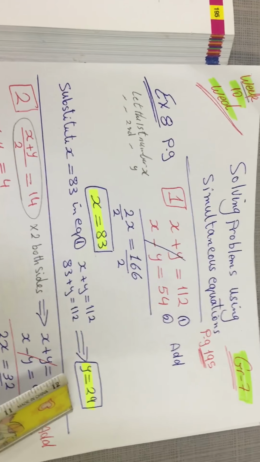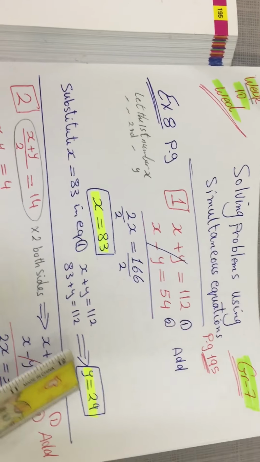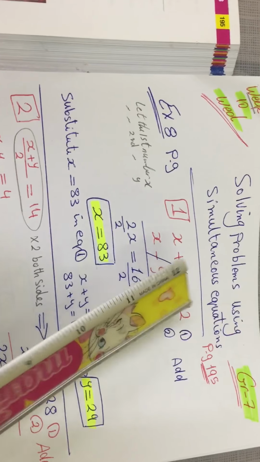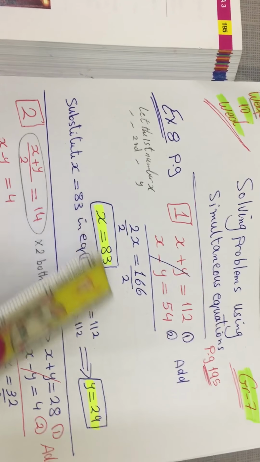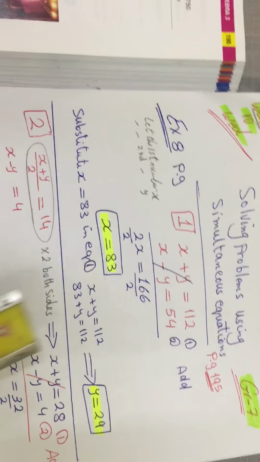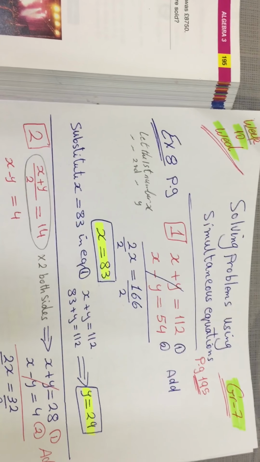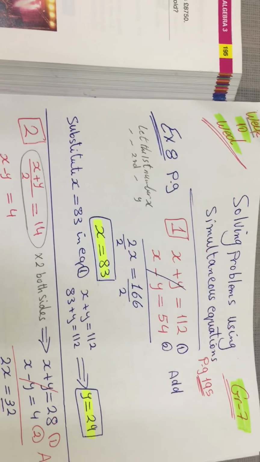Let's check our answer. If you add 83 plus 29, you will get 112. If you subtract 29 from 83, you will get 54. So I am correct. The two numbers are 83 and 29.